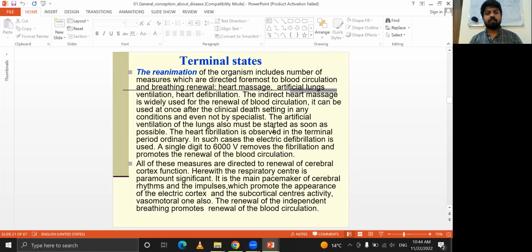The reanimation of the organism includes a number of measures which are directed foremost at the blood circulation and the breathing renewal: heart massage, artificial lung ventilation, heart defibrillation. The indirect heart massage is widely used for the renewal of the blood circulation. It can be used for clinical death setting in, even by a non-specialist. It is a kind of all the things which we have to do when a patient is about to go into clinical death, like artificial lung ventilation, heart massage, etc.